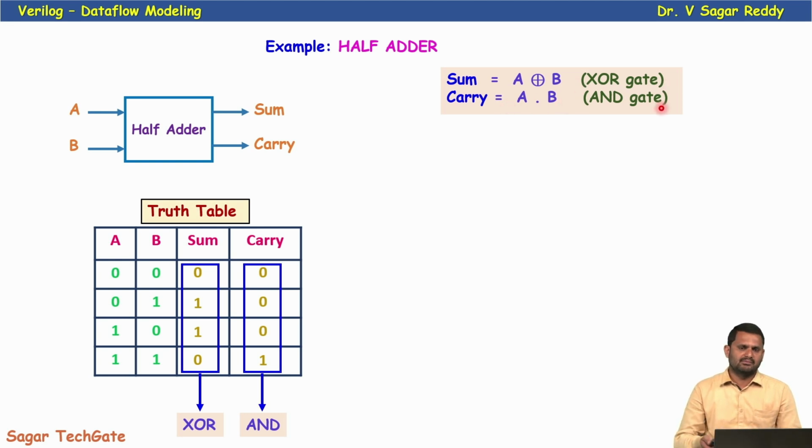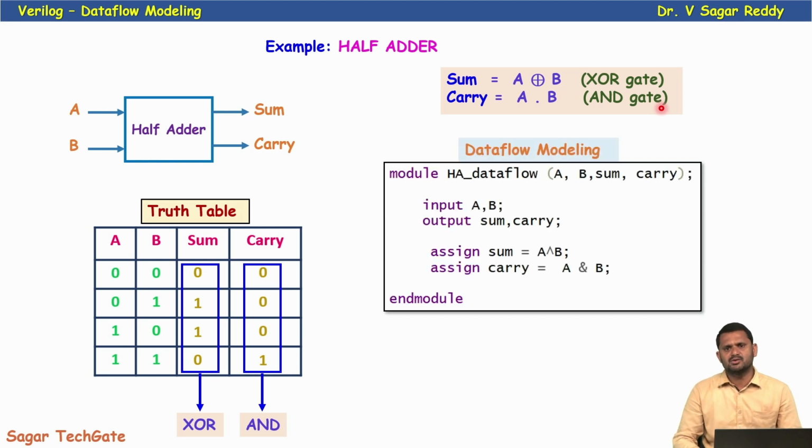How do I write these? How do I implement these gates using simple operators? Now see, in data flow modeling, we write assign sum = A ^ B. Very simple, directly we can write. Okay. So assign carry = A & B. Directly we write a Boolean expression in the code. Clear? So here the module name is half adder.